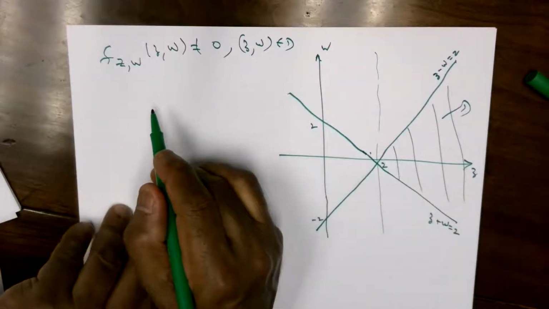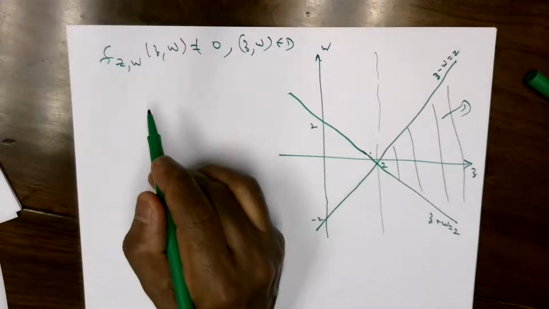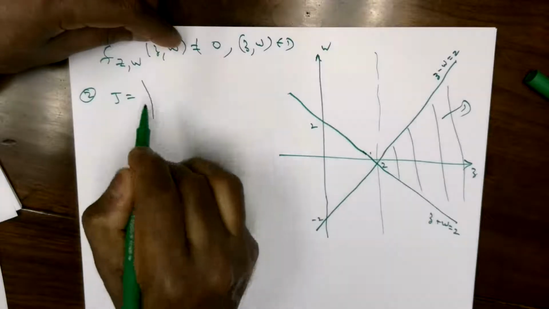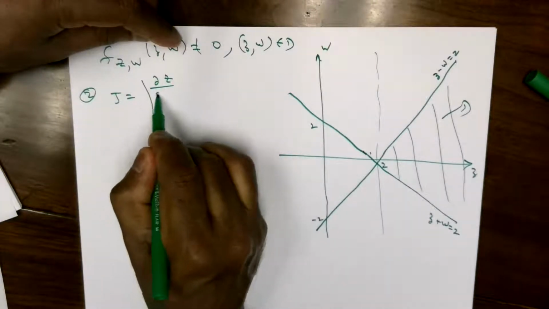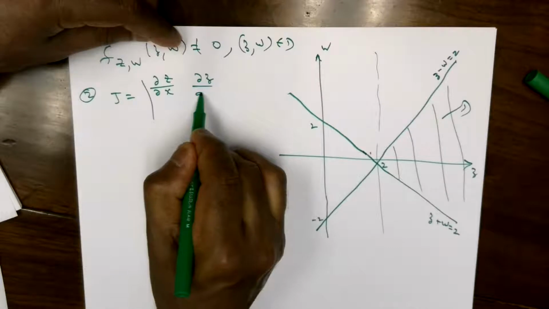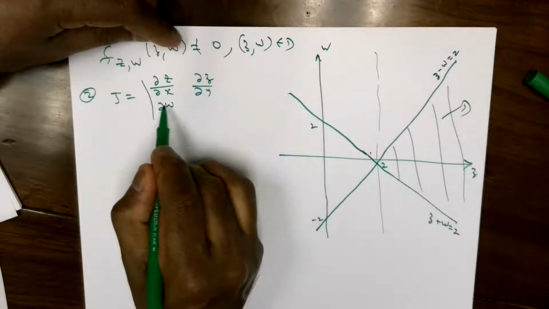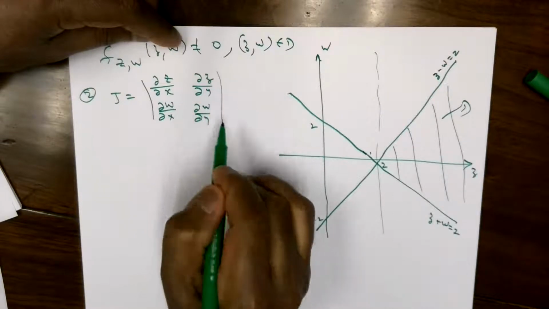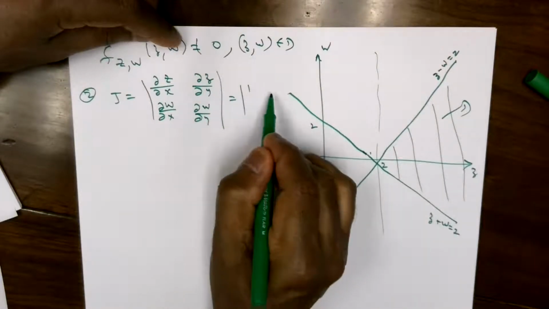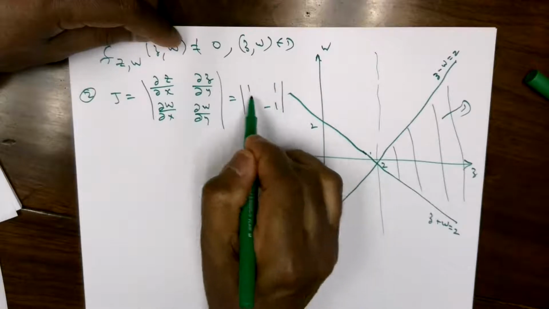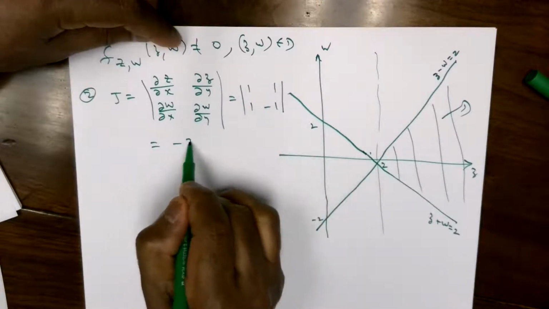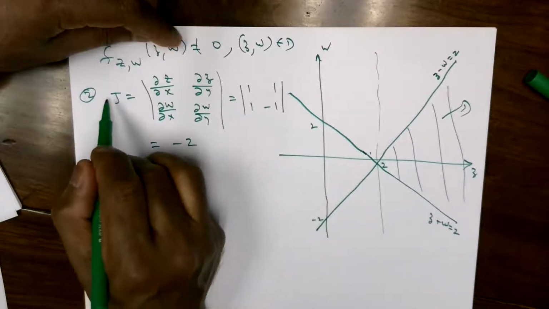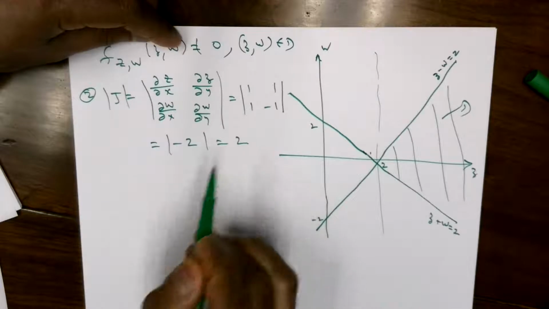All right, now to figure this out, we need to find the Jacobian. So that's the second step. So the Jacobian is dz by dx, dz by dy, dw by dx, dw by dy. These are easy because it's linear. It's 1, 1, 1, minus 1. So the determinant is minus 1 minus 1, which is minus 2. So the absolute value of the Jacobian is just 2.